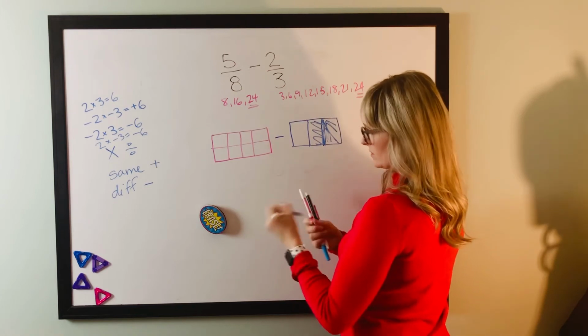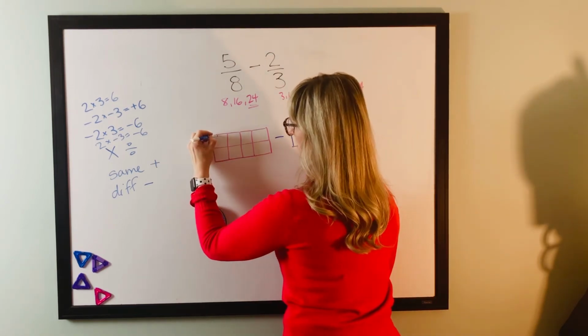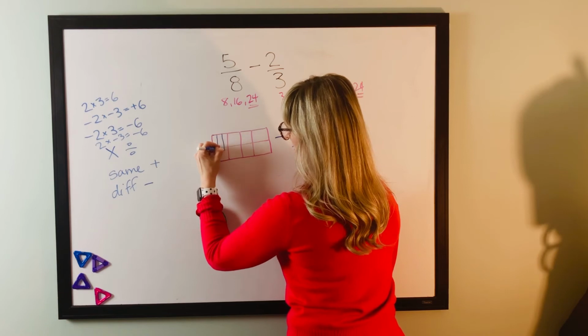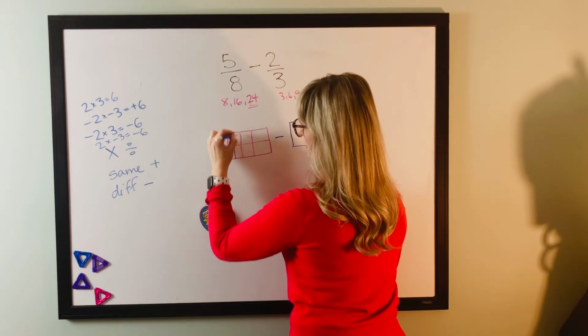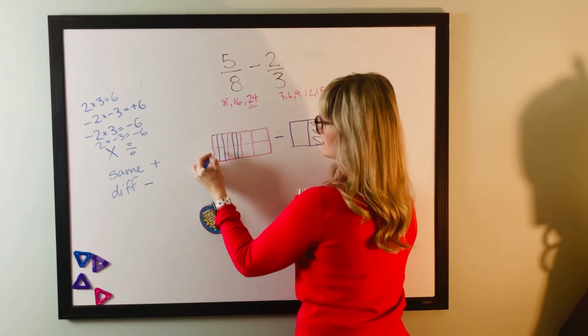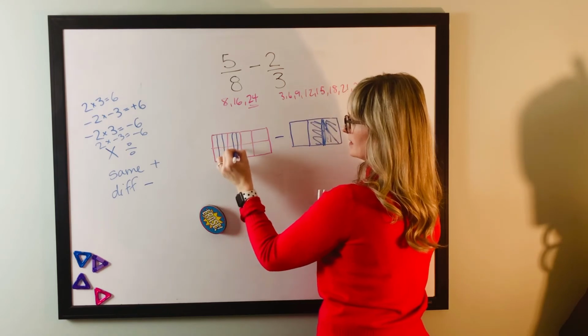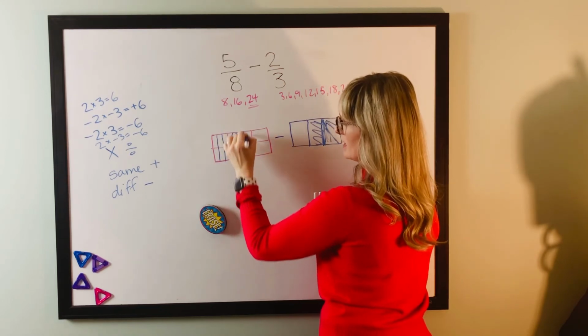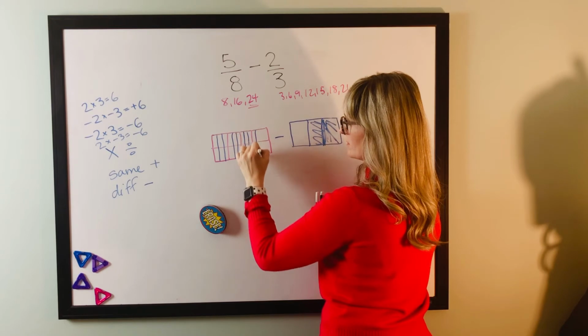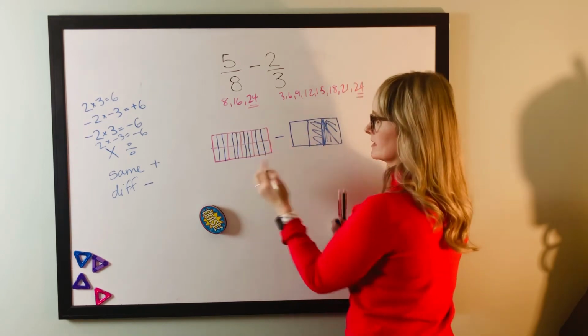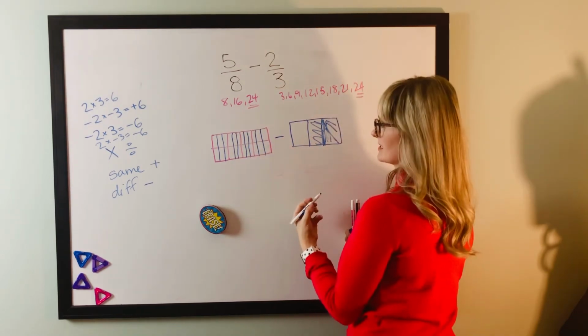Okay, so I need each of these to be divided. Now I have 1, 2, 3, 4, 5, 6, 7, 8, 9, 10, 11, 12. I'm already halfway, and I have exactly half of what I need. And now I have enough. So there's 24 equal pieces.